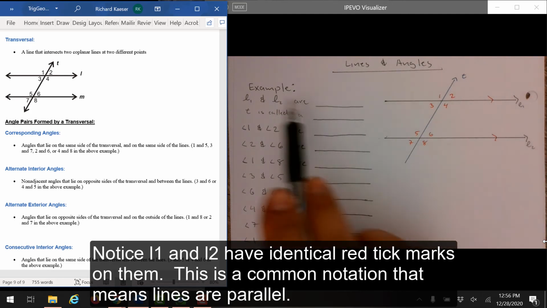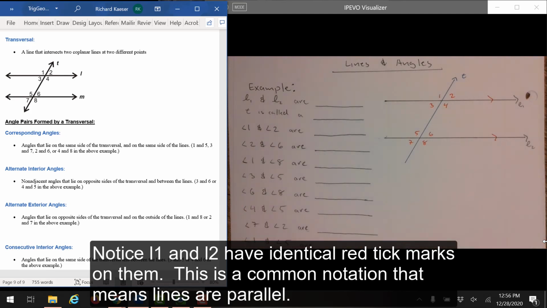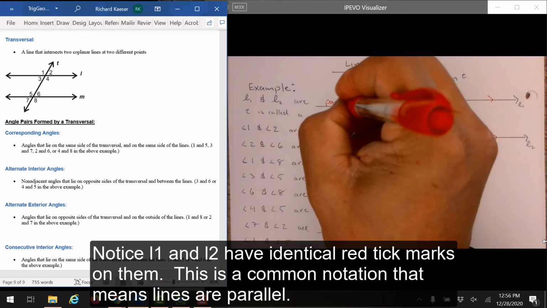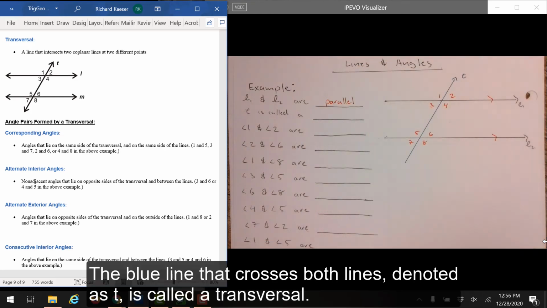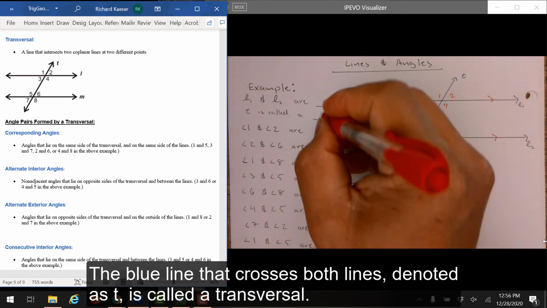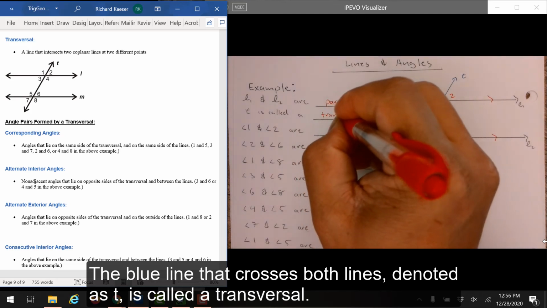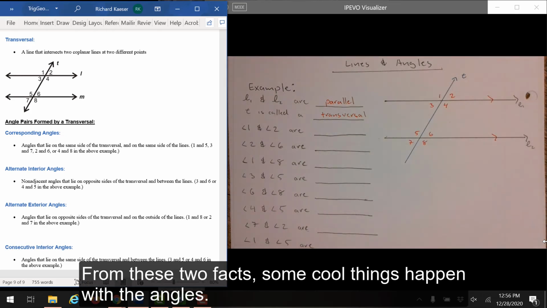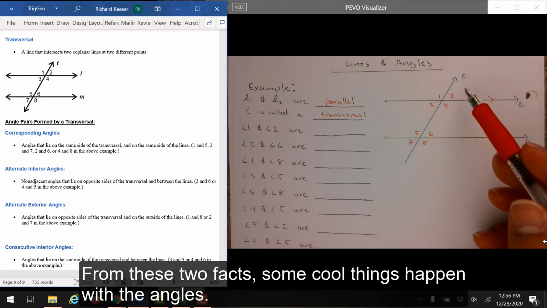Notice L1 and L2 have identical red tick marks on them. This is a common notation that means they are parallel. The blue line that crosses both lines, denoted as T, is called a transversal. From these two facts, some cool things happen with the angles.